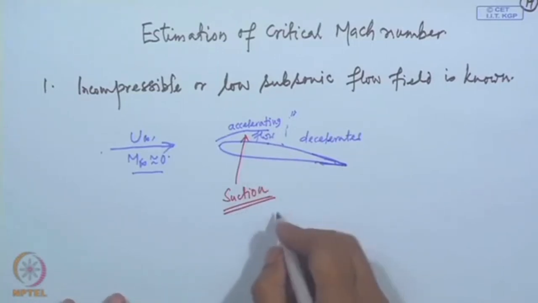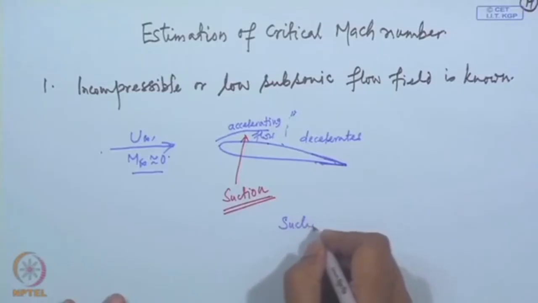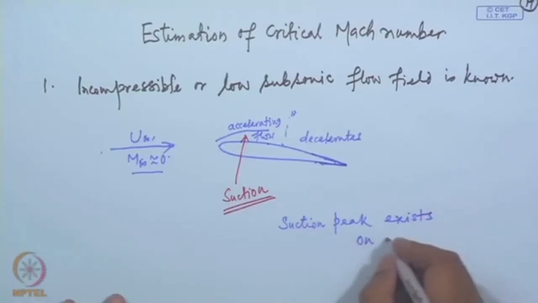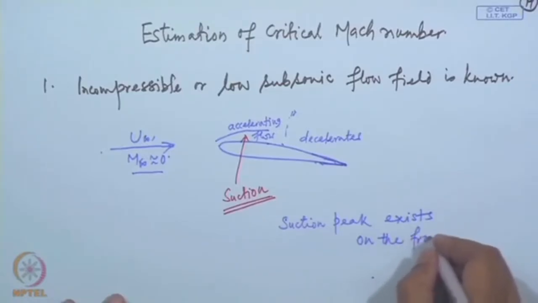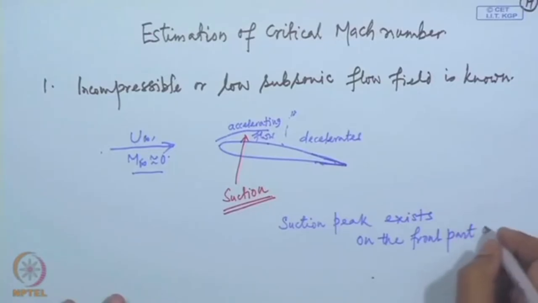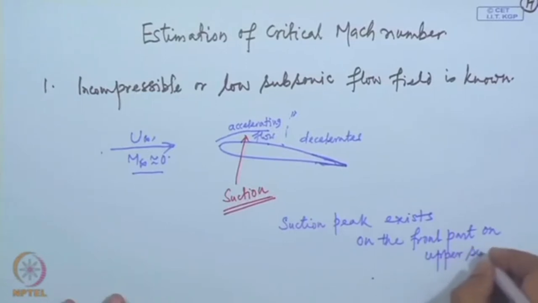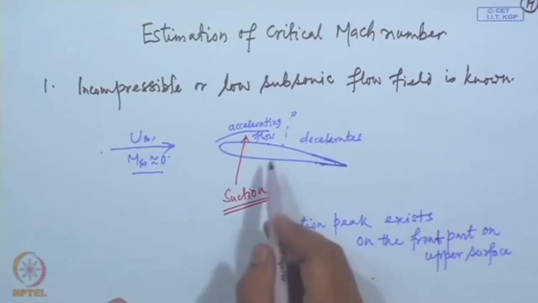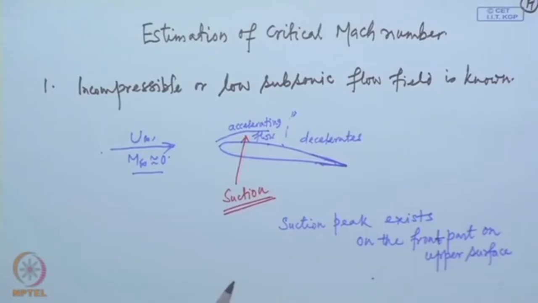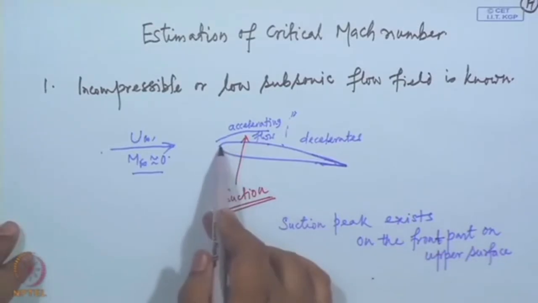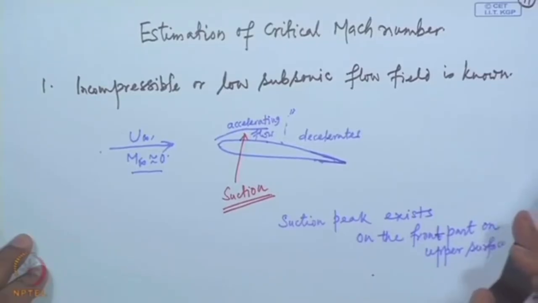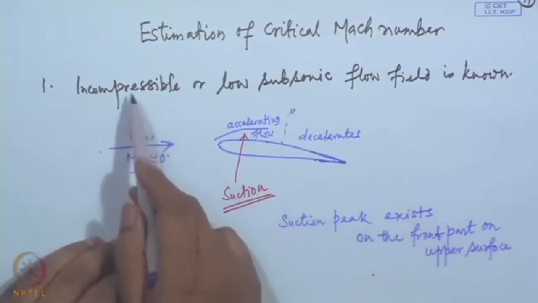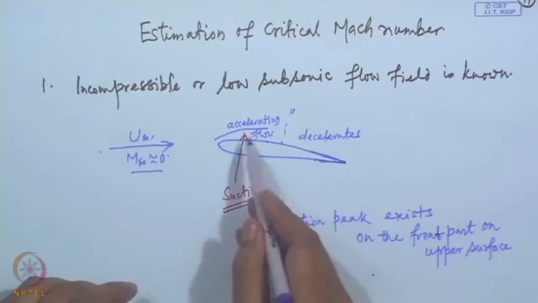So, one suction peak exists on the front part, on the upper surface. Of course this suction peak point depends on the type of airfoil, but usually it is somewhat downstream of the leading edge. For our conventional airfoils, the 4-digit NACA series, the suction peak is quite close to the leading edge. And since we are assuming that the incompressible flow solution is known, the suction peak is known.